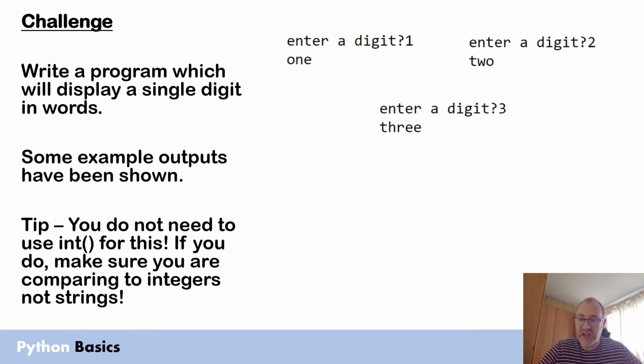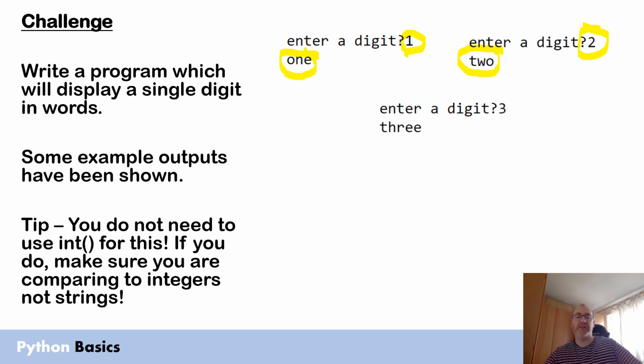So here's a challenge for you, okay? This time I'm not giving you as much information. So I want you to write a program which will display a single digit in words. So what I mean by that is if I enter a 1, a single digit 1, then it's going to print out the word one. If I enter a digit 2, it's going to print the word two. So here's some examples. Here I've entered the digit 1, so as in the number 1, and then it prints out the word one. I enter digit 2 and it outputs the word two, and so on and so forth.